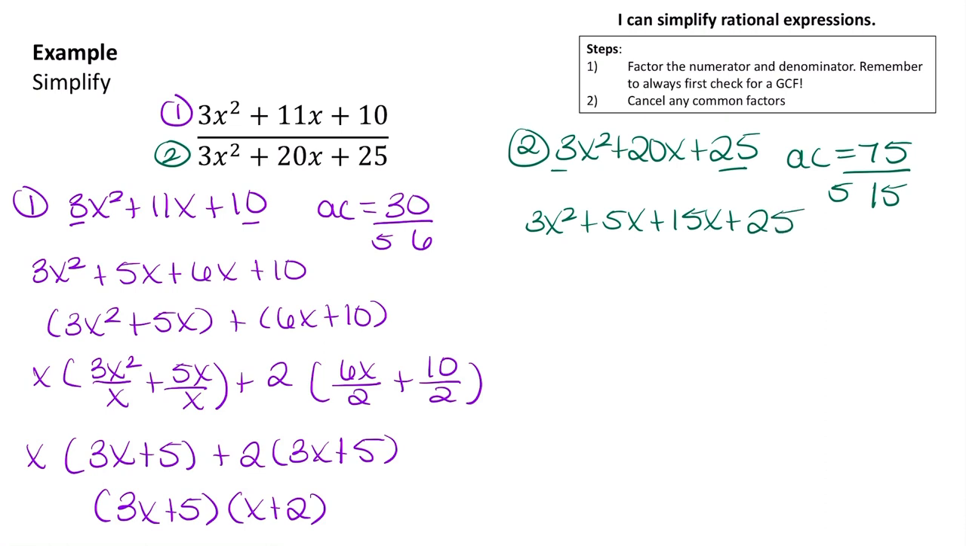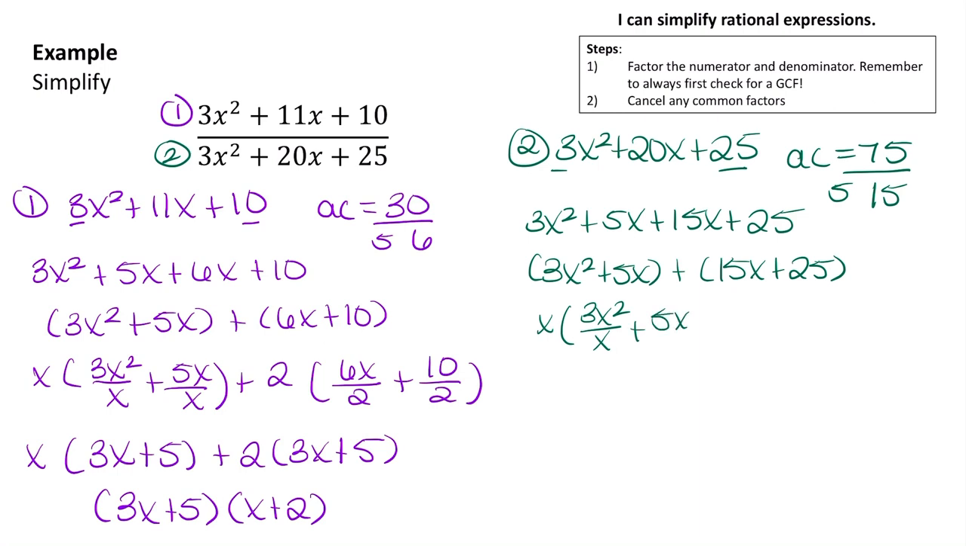Okay, so we're going to put these terms into two groups, 3x squared plus 5x plus 15x plus 25. Okay, so we look at the GCF of each group. From the first group, I can factor out an x, so I have 3x squared over x plus 5x over x. And that's going to simplify to x times 3x plus 5.